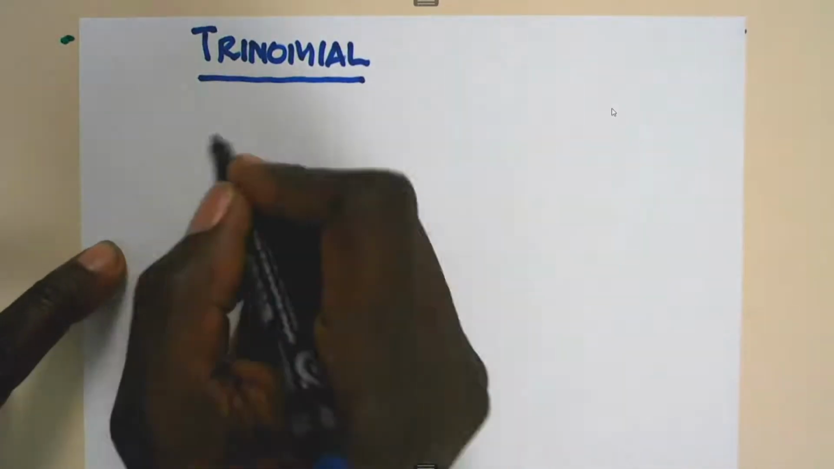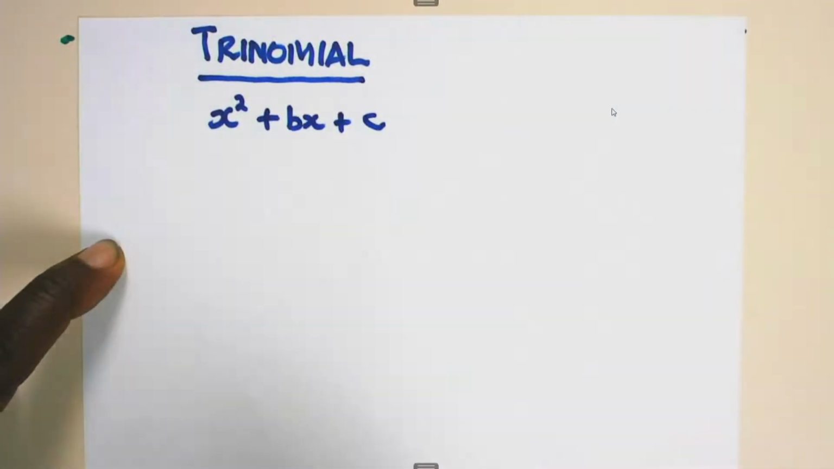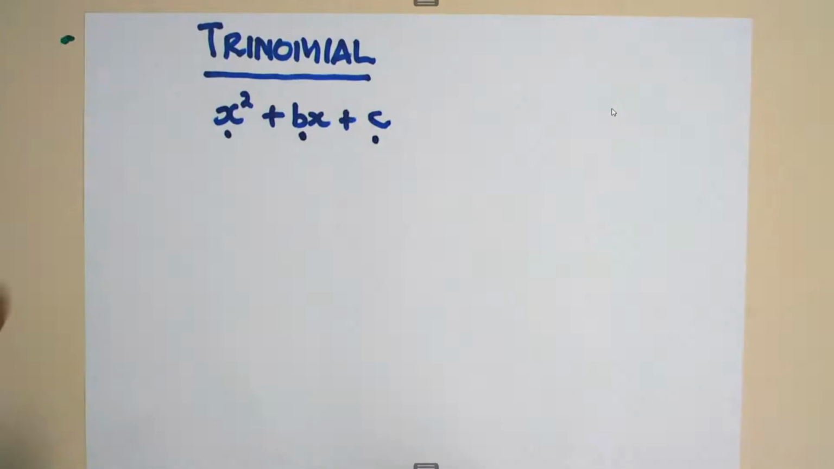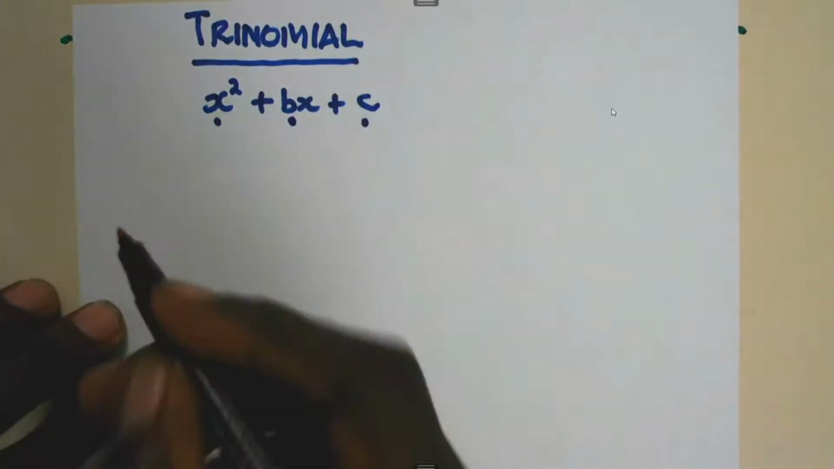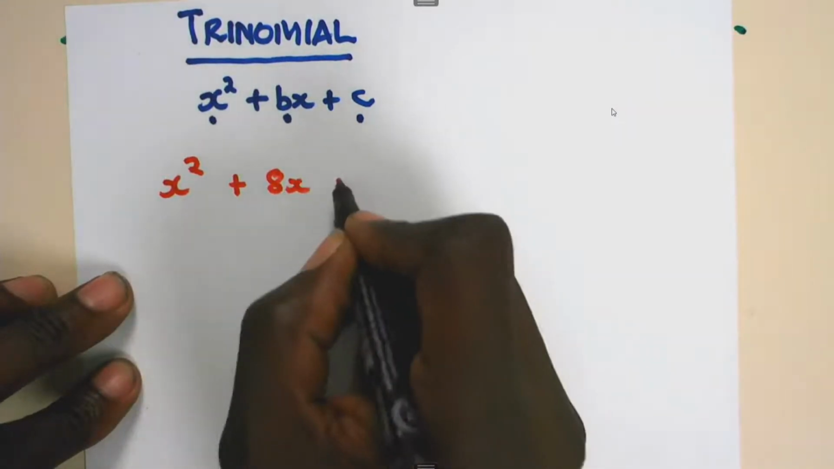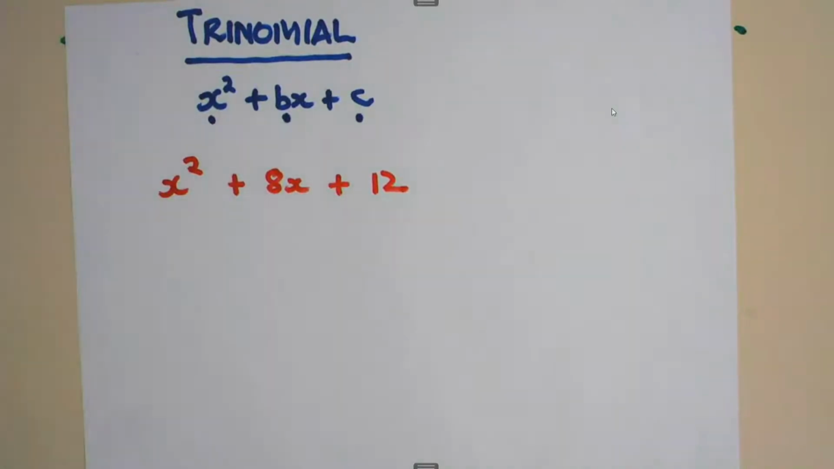When we talk about trinomial, we're talking of x squared plus bx plus c. There are 3 terms, 1, 2, and 3. These 3 terms, that's why we call it a trinomial. Tri means 3. Mial means term. It means we have 3 terms. Let's make an example. If we have x squared plus 8x plus 12. It's a trinomial because there are 1, 2, 3 terms.